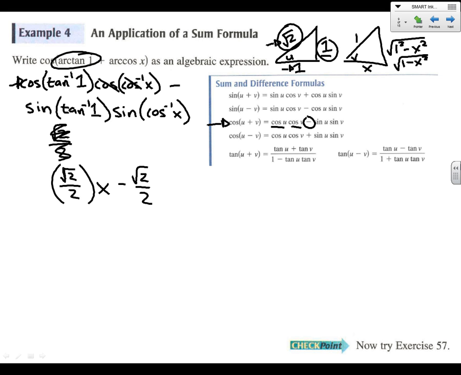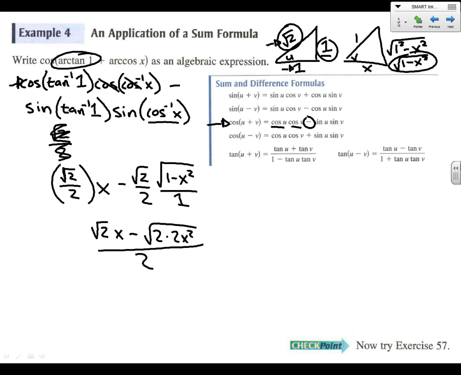And then sine of, this is our v, so we look over to our v triangle and get the sine. We have root 1 minus x squared all over 1. And so our final answer here is going to be root 2x minus, and we could distribute the 2 in here, 2 minus 2x squared all over 2.